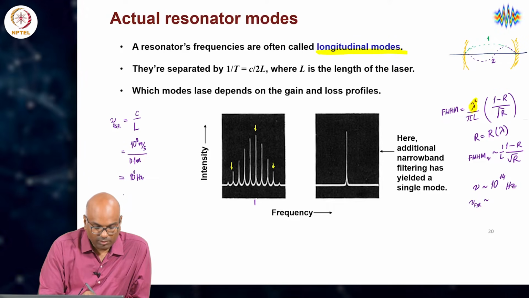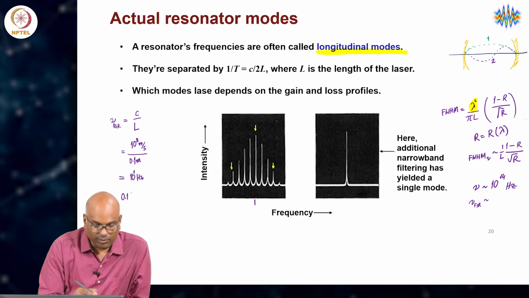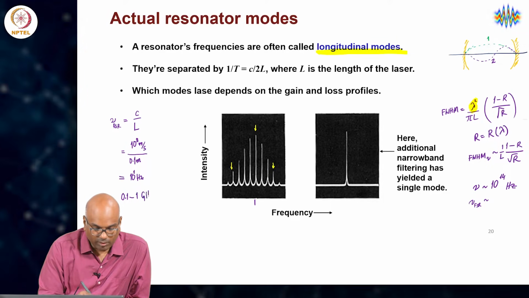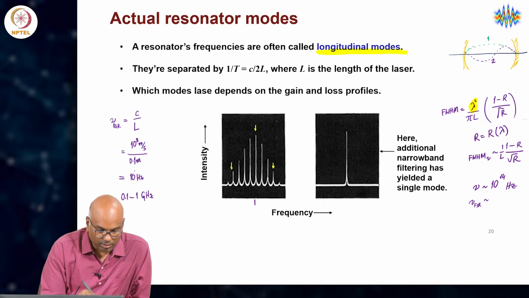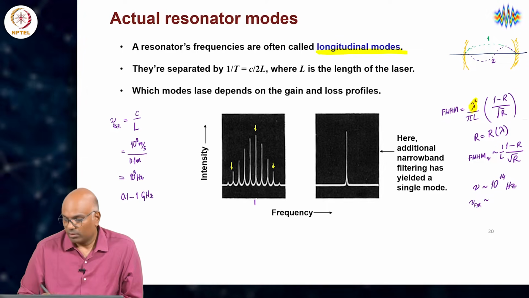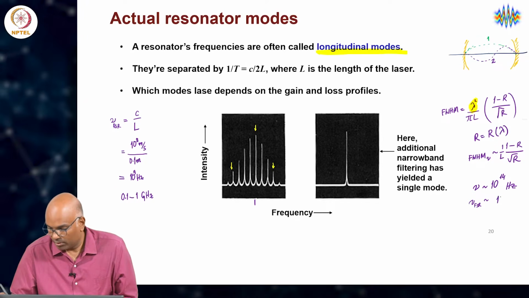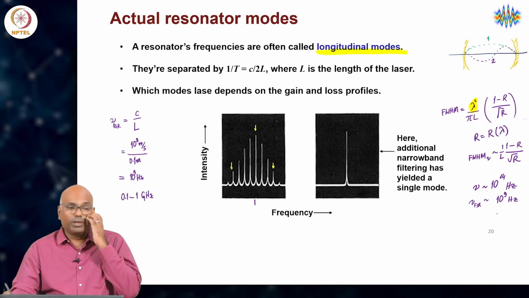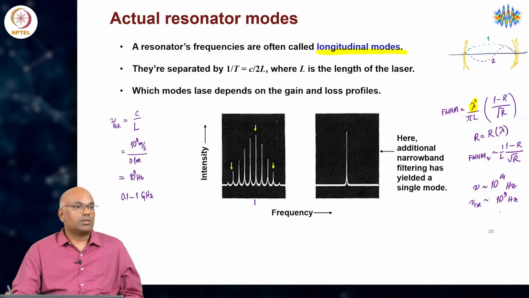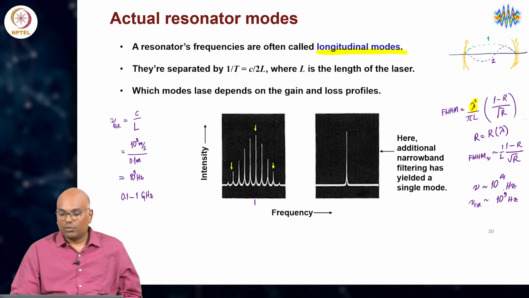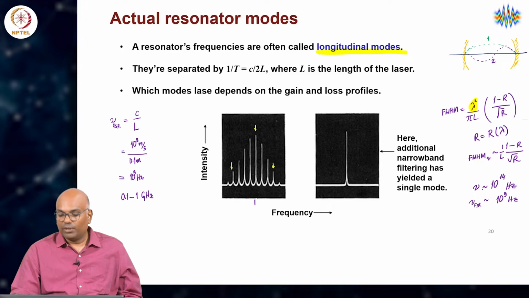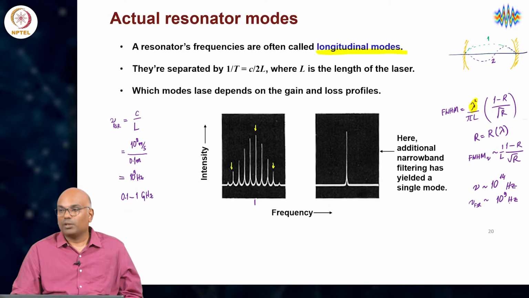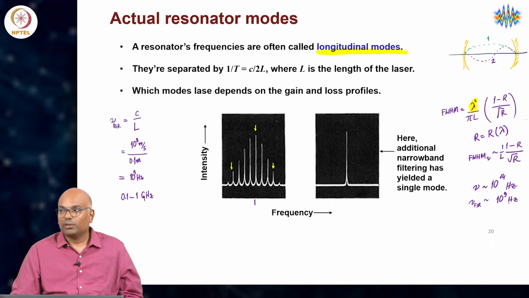If I took a longer cavity it would have been about 0.1 to 1 gigahertz, right. So, FSR is about 10 to the 9 hertz. Typically 100 to 1000 megahertz is an FSR. All I am trying to say is that this is a small fraction compared to the absolute frequency of the oscillating wave typically. Okay.